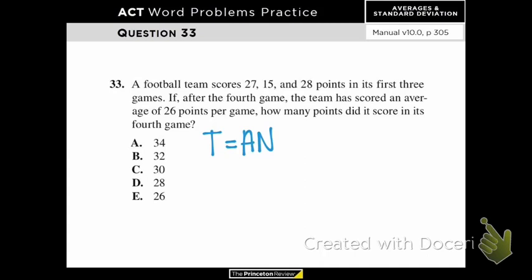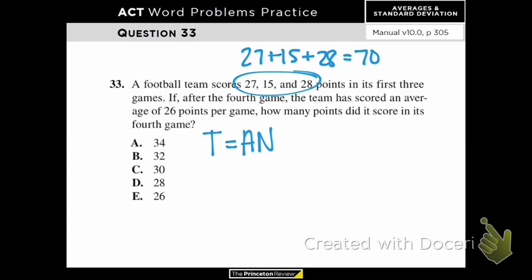Well, I guess first we should add up these three amounts, right? So 27 plus 15 plus 28 gives us 70. Okay, so that's our first step. The total for those first three games is 70.